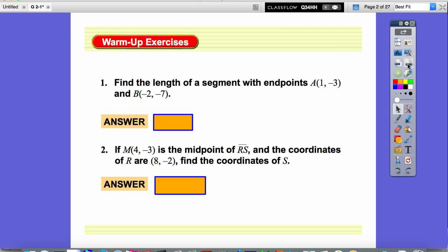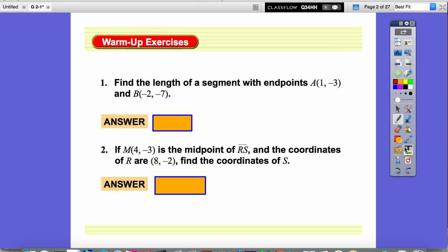If you need to find the length of a segment with endpoints (1, -3) and (-2, -7), you should be able to use the distance formula and get 5. If M is the midpoint of RS and the coordinates of R are as below, find the coordinates of S. I find that sometimes we have issues with these problems, so I'm going to go through this one.